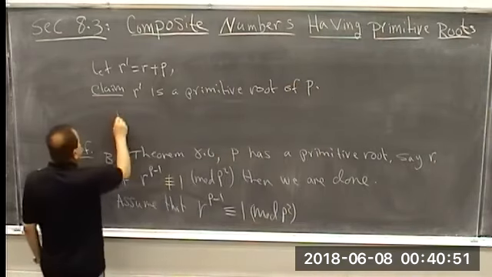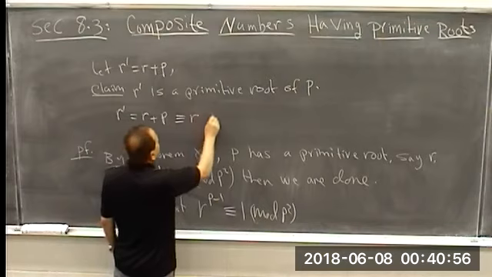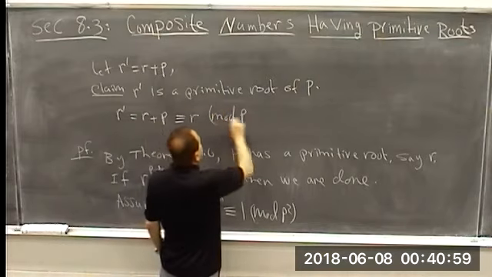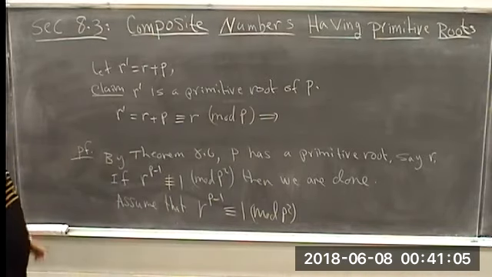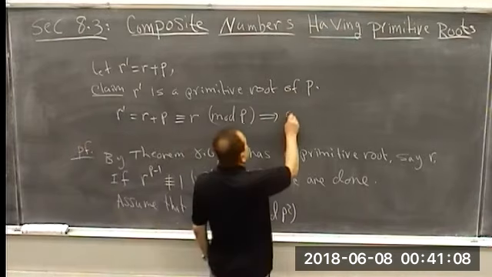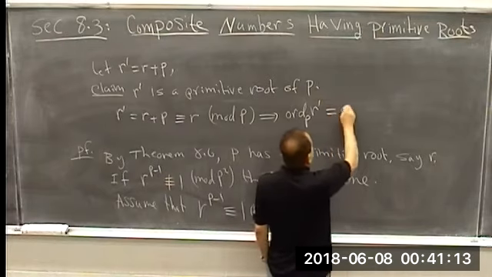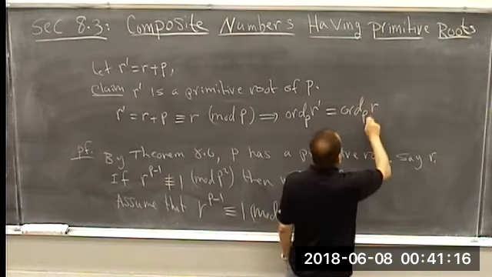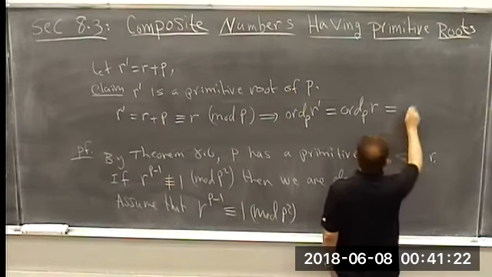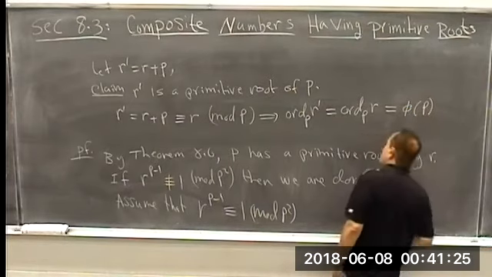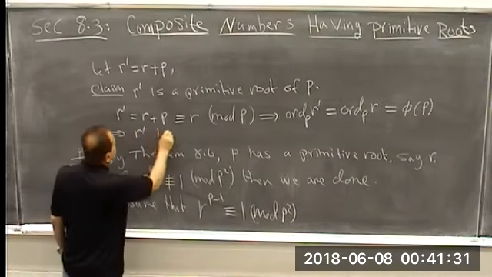Well, R prime is equal to R plus P, and this is of course congruent to R mod P. And we have shown that if two integers are congruent to each other, then they must have the same order. So the order of R prime mod P is the same as the order of R. And since R is a primitive root, the order of this is phi of P, so this means that R prime is a primitive root.